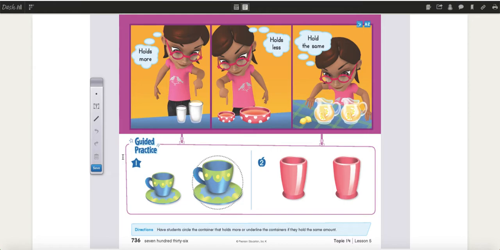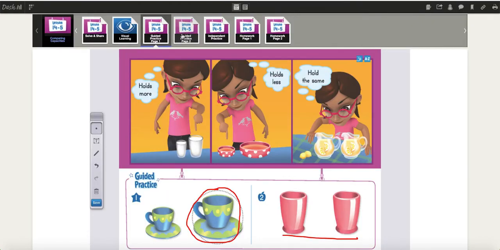So let's look at number 1. We're going to circle the container that can hold more. If they are the same, we're going to underline them. So looking at number 1, we have 2 cups. Which of these cups can hold more? The larger cup. Let's look at number 2. What can you tell me about these 2 cups? They are the same size, same shape. They hold the same amount. So we're going to underline it. Let's move on to the next page.